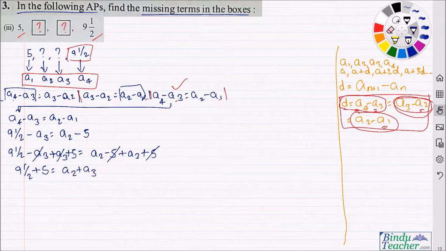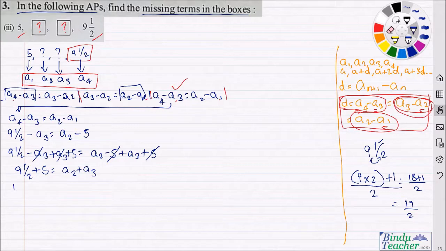Now let's convert this mixed fraction to an improper fraction. So we have 9 1 by 2. It can be converted by multiplying 9 into 2, plus the numerator here, which is 1, divided by the denominator again. So which gives us 18 plus 1 by 2, which is 19 by 2. So I'll write 19 by 2 plus 5 equals A2 plus A3.